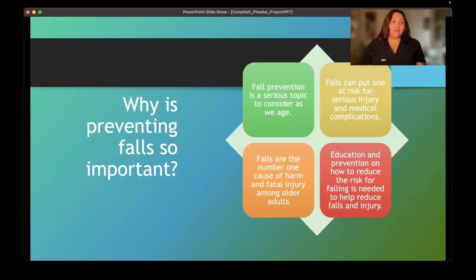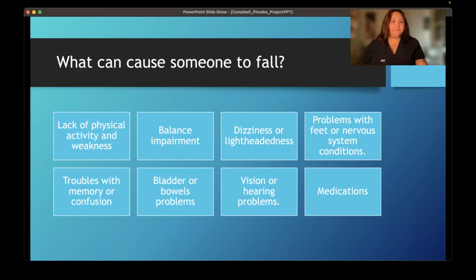Falling puts one at greater risk for serious injuries or medical conditions such as a head injury like a hemorrhage or a TBI, traumatic brain injury. Education and fall prevention greatly reduce one's risk for injury by fall, because falling once doubles your chances of falling again. So, what can cause someone to fall?